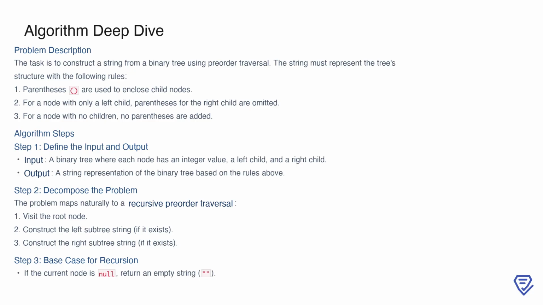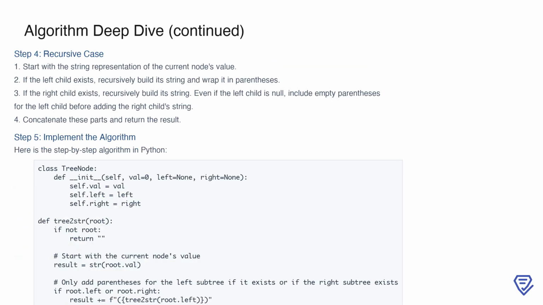The problem lends itself naturally to a recursive pre-ordered traversal approach. This means we visit the root node first, then recursively construct the string for the left subtree, followed by the right subtree. For our recursion to work, we also need a base case. If the current node is null, we simply return an empty string. To implement the recursive case, we begin by converting the current node's value to a string.